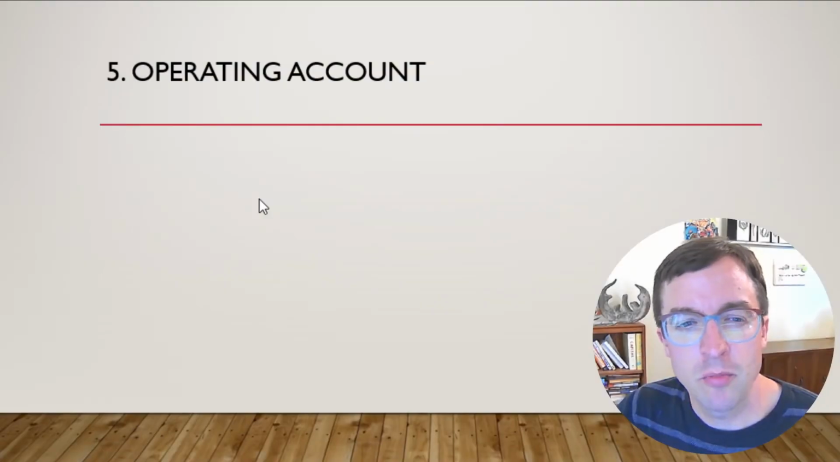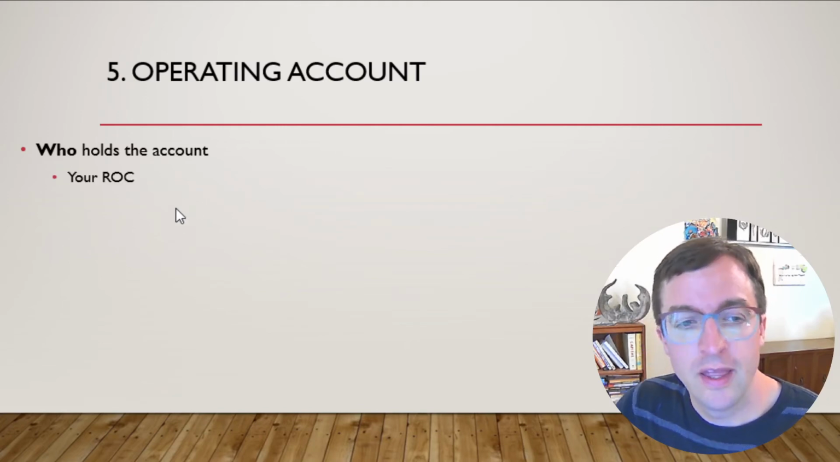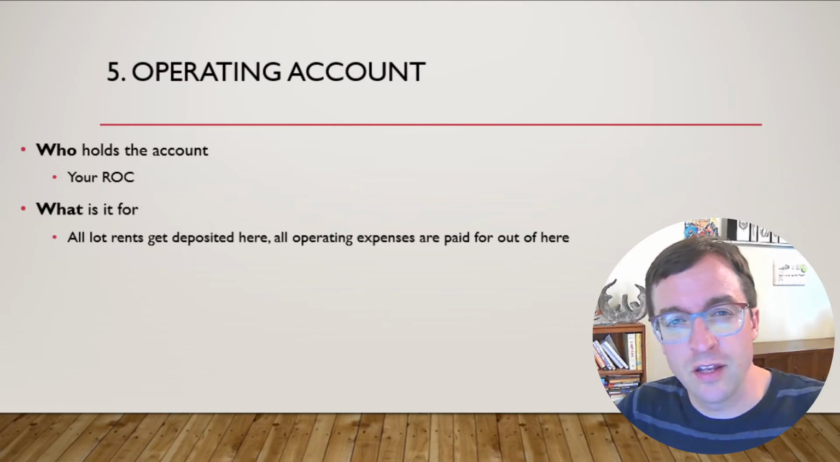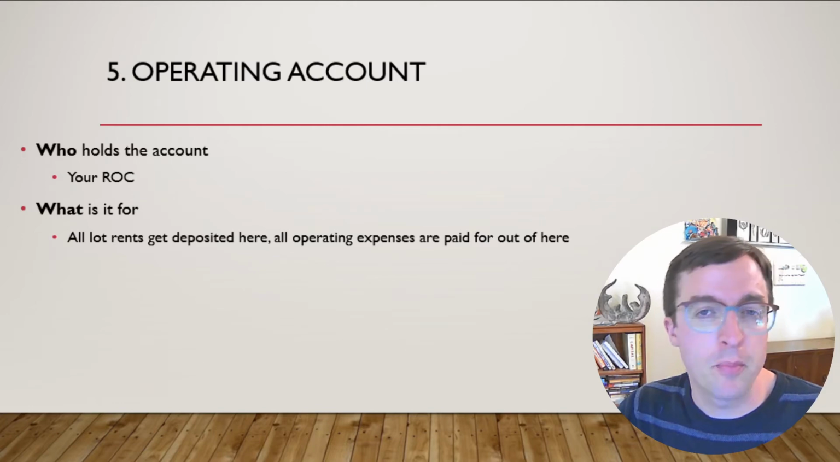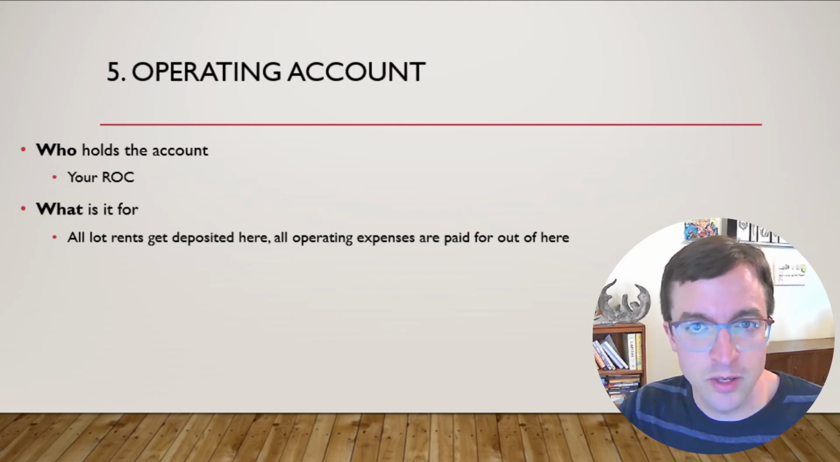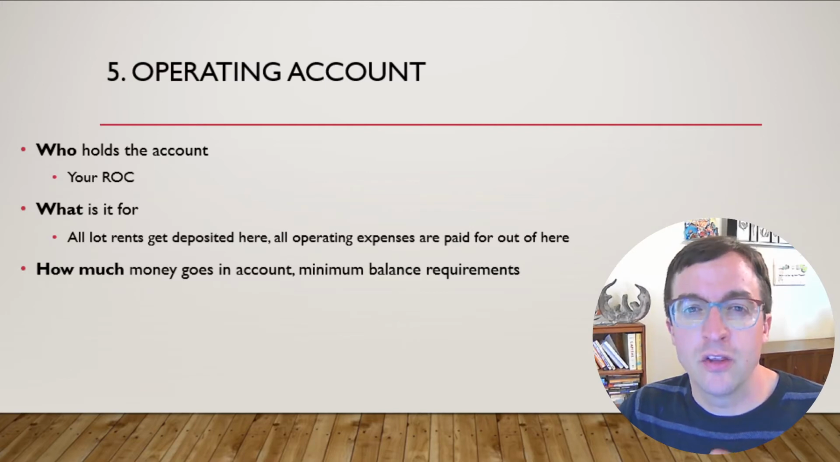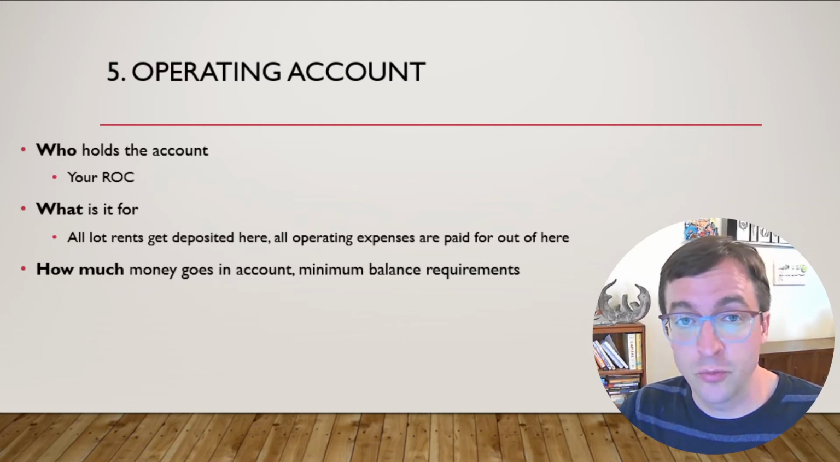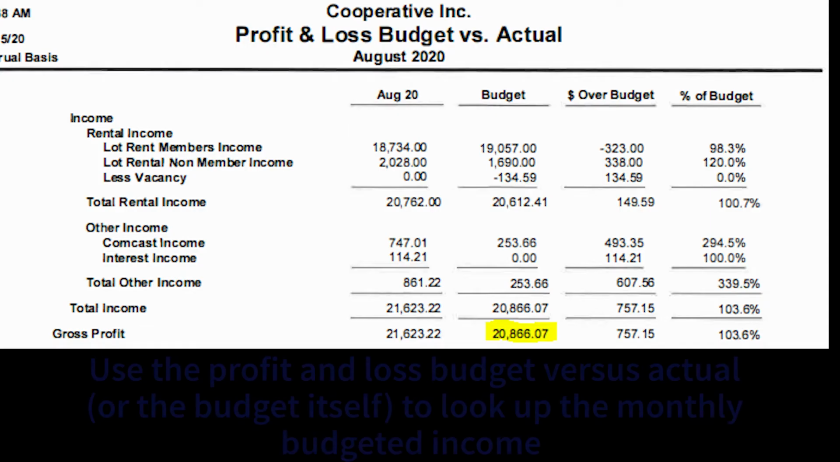All right, account type number 5 is your main operating account, which is obviously held by your cooperative, and it is for collecting and depositing lot rents to pay for all the month-to-month, day-to-day operating expenses to run your community. So your plow bill, your trash bill, your mortgage payment. And there isn't a minimum balance requirement per se. However, you want to have enough money in there to pay all of your basic operating expenses and your mortgage. So I would say at a minimum, keep 1 month of budgeted income in there, but it's much safer to have 2 months.